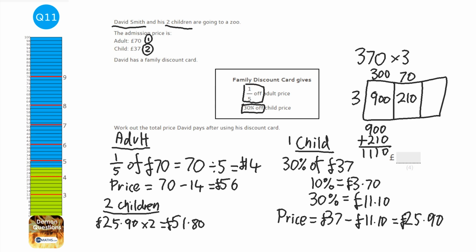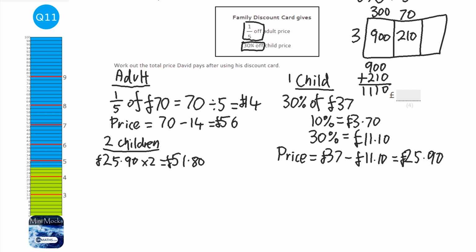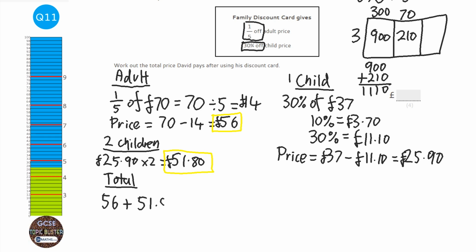Okay, I'll move down a bit, and let's do the total. So the total is going to be the adult price, which is this one here, plus the 2 children price, which is that one there. So I want to do £56 plus £51.80. And again, if you've got a calculator, you can just type it in, but let's do the column method.